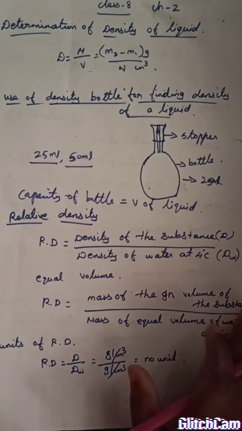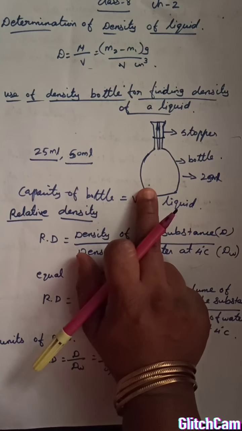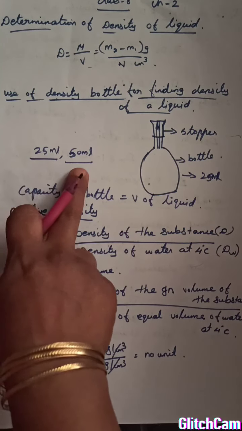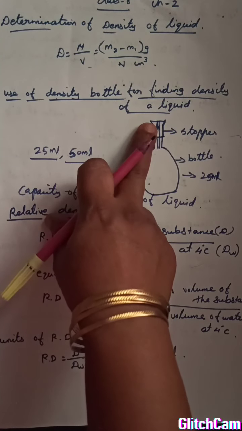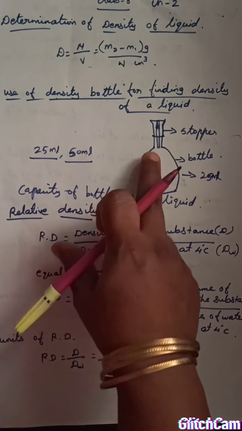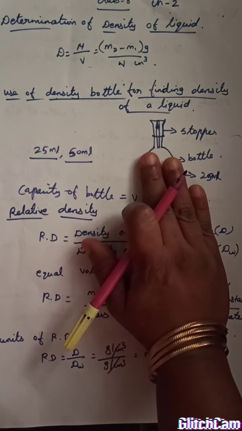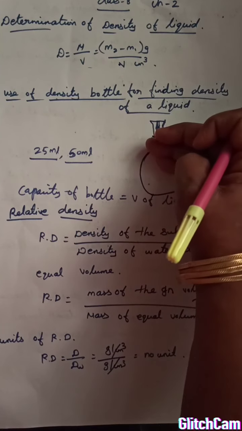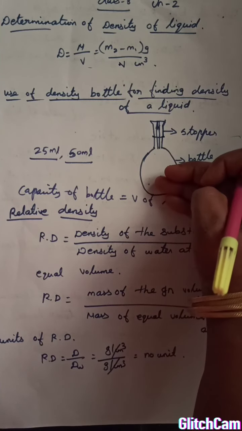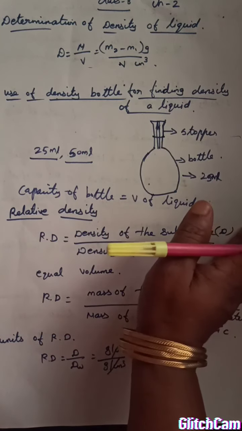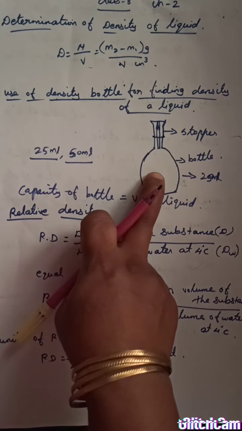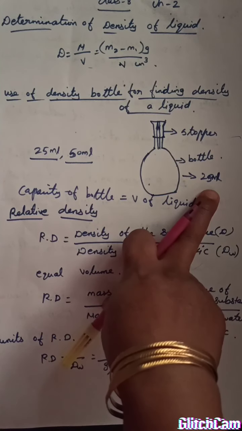So this is a specially designed glass bottle and it has a given capacity or volume, 25 ml or 50 ml. It has one special part, the stopper. The stopper has a narrow hole in it. After filling the liquid inside the density bottle, just insert the stopper. If you insert the stopper inside the neck, the excess amount of water rises through this narrow hole and drains out. After it has drained out, the volume of the liquid inside the bottle is equal to the capacity of the density bottle.